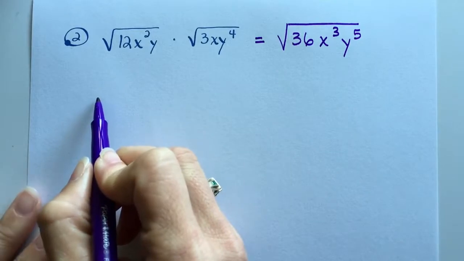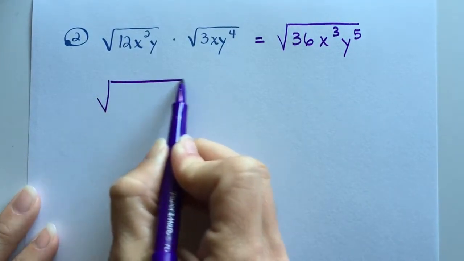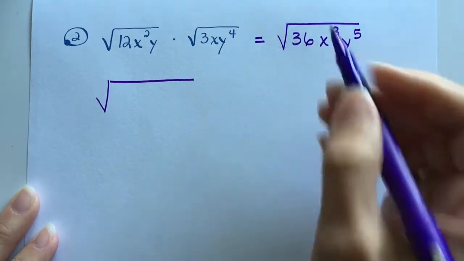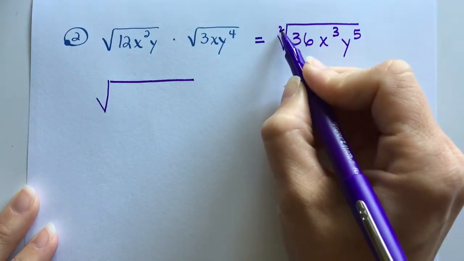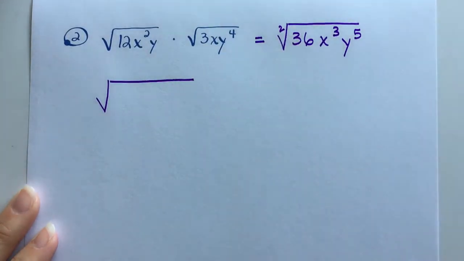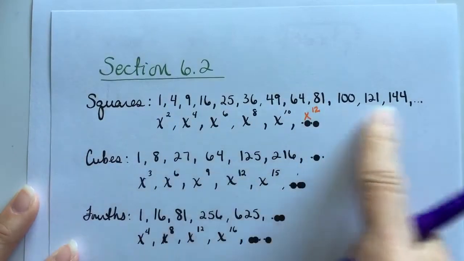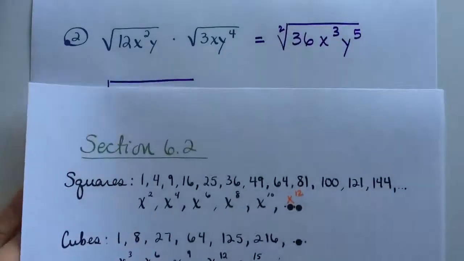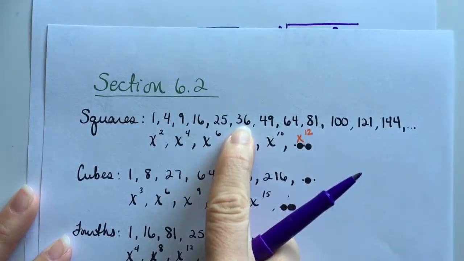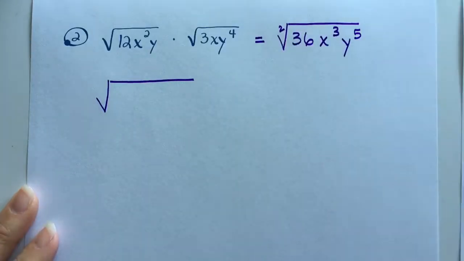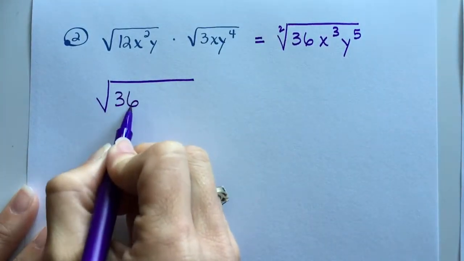All right, so now let's look at what we've got to simplify. Now this time, this is a square root. Remember, what I've got right here is an understood 2. So you're going to look at your list of perfect squares. Well, you've got a 36 and it's already a perfect square, so we're going to leave it like it is.